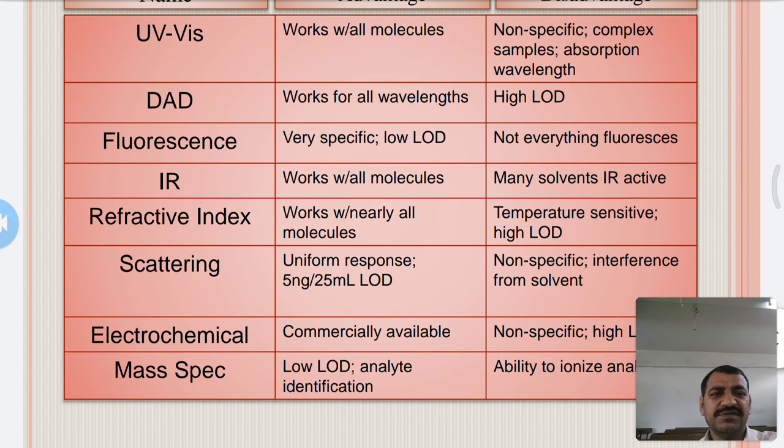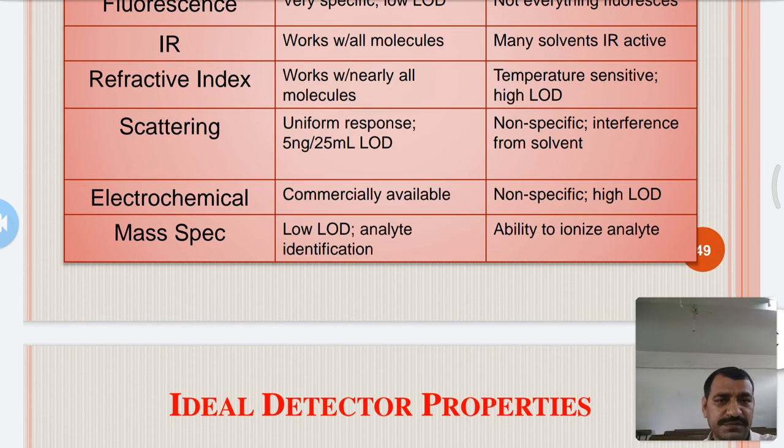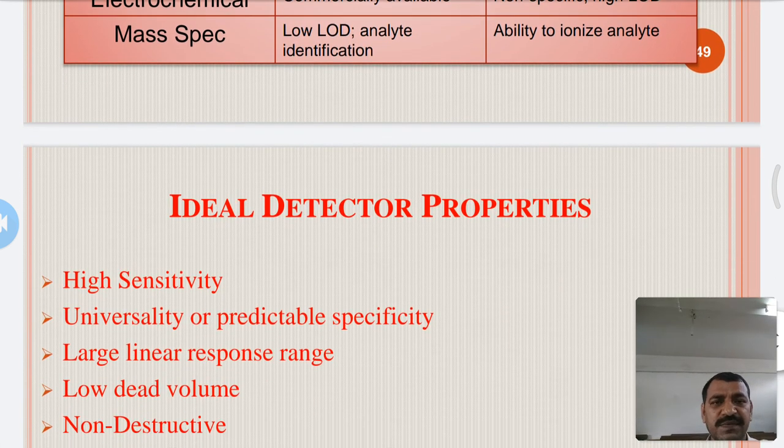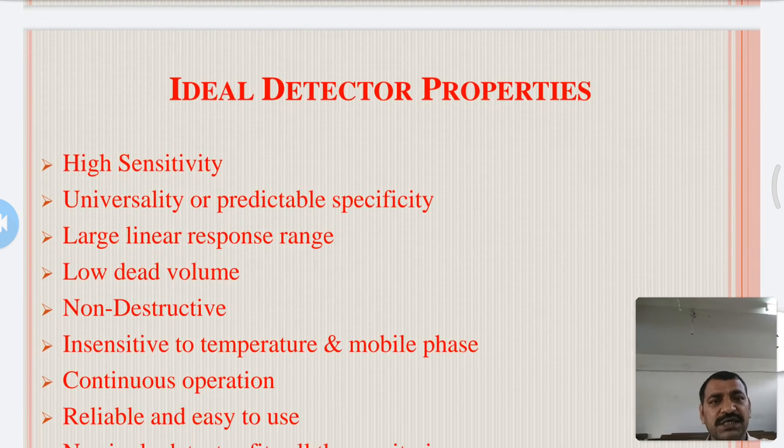The scattering type of detector has a uniform response, with a loading of about 5 ng to 25 ml. The disadvantage is non-specific interference from the solvent. Then electrochemical, which is commercially available only, and is non-specific with a high LOD. And mass spectrometry has low loading and allows analyte identification, with the ability to ionize molecules. So fragmentation takes place in the mass spectrometric detector.